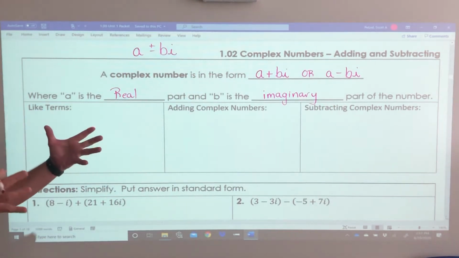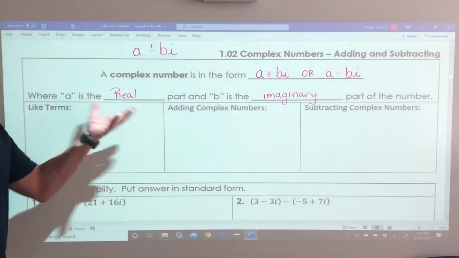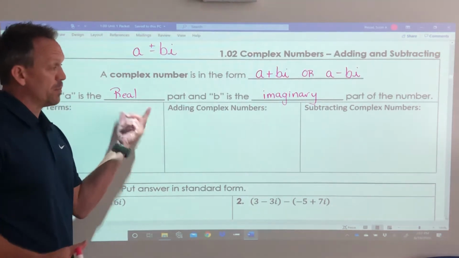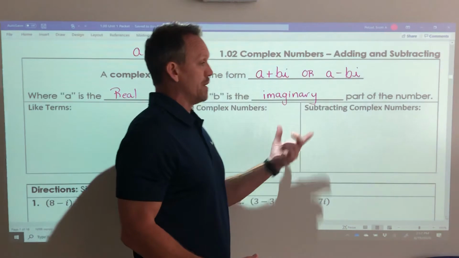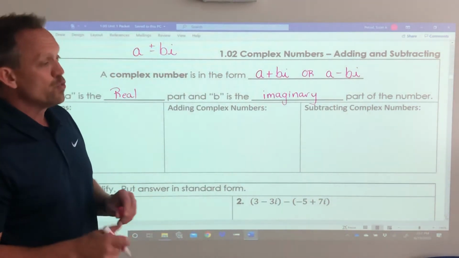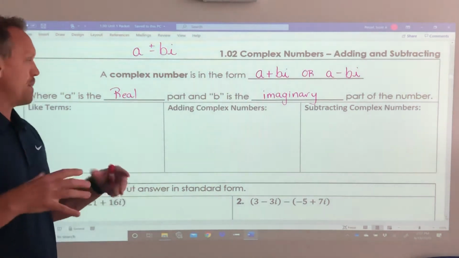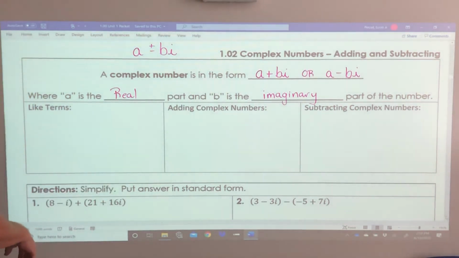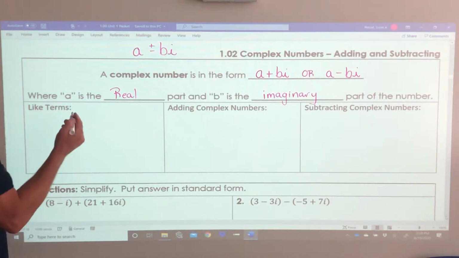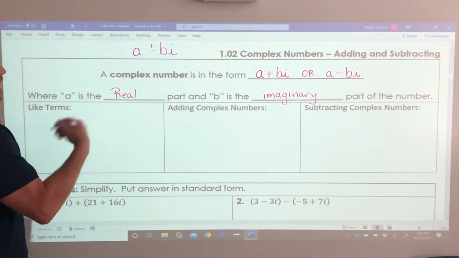They're separate. So while they're both numbers, we have real numbers and we have imaginary numbers. You cannot combine them. All right, it's key that you understand that. You can't put them together. So when we're looking at adding like terms, what is a like term? Like terms are when they're the same type of stuff.